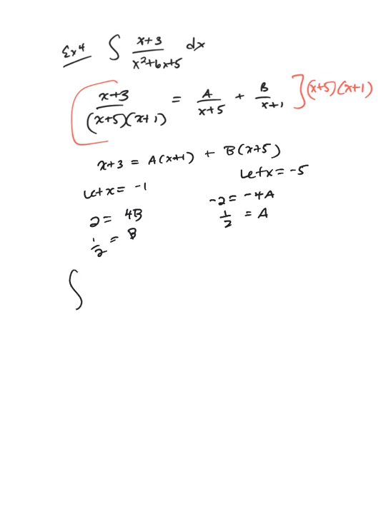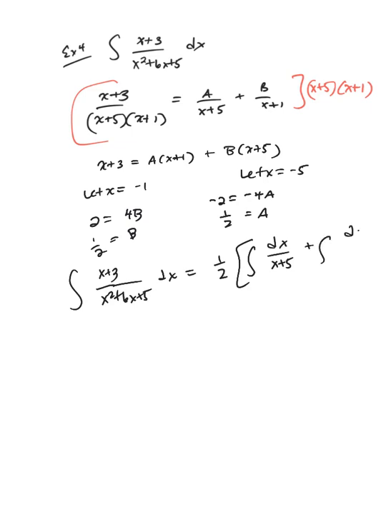All right, so our integral x plus 3 over x squared plus 6x plus 5 dx becomes 1/2. Now I'm going to leave the 1/2 factored outside since A and B are the same. So I get the integral of dx over x plus 5, and then the integral of dx over x plus 1.